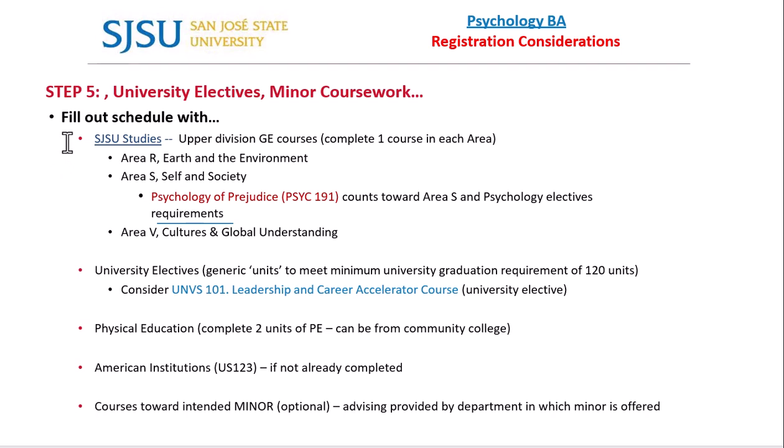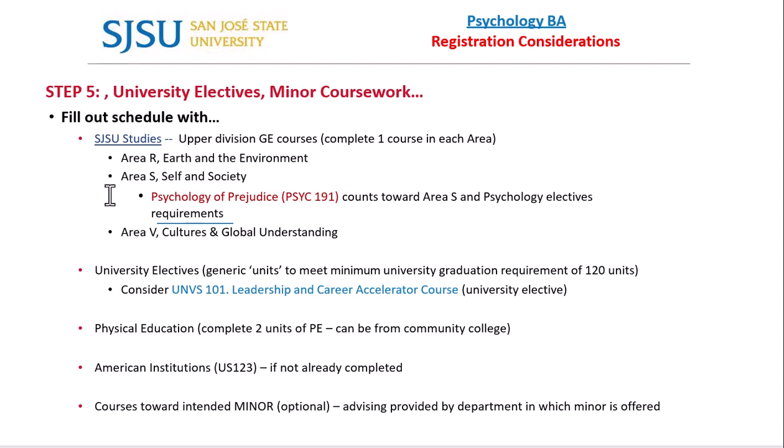Okay, SJSU studies are the upper division GE courses. Okay, so once you've completed the lower division GE courses, right, areas A through F, then you can enroll in the SJSU studies courses. So you have to complete one course in each of the 3 areas. So one course in area R, one in area S, and one in area V.